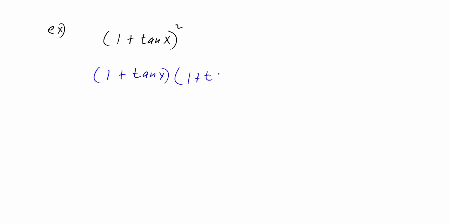All right, we have one more final example for this section. What happens if we have 1 plus the tangent of x and we want to square the entire quantity? Well, if that's the case, then we're going to actually have to FOIL this. We need to write this down twice. 1 plus the tangent of x multiplied by 1 plus the tangent of x.